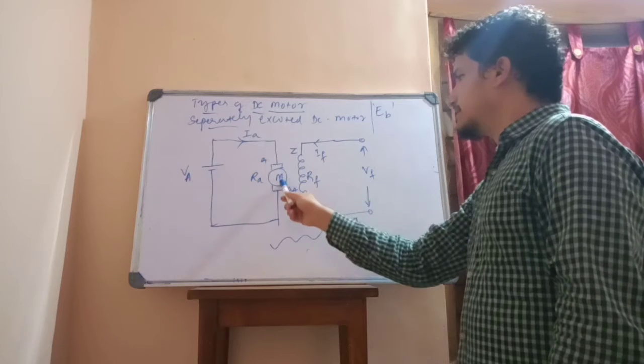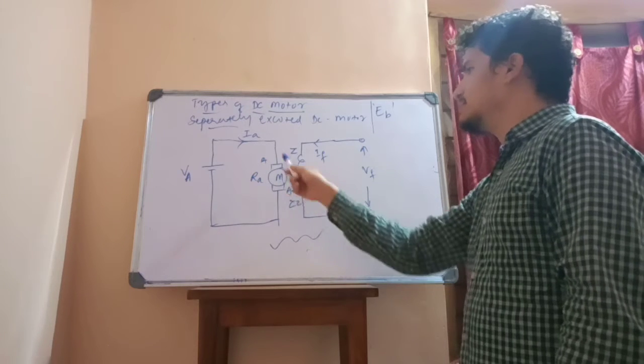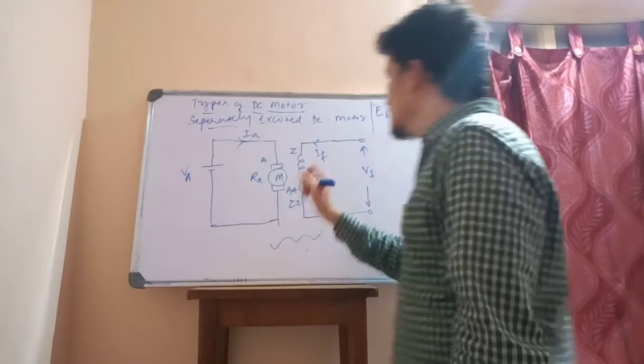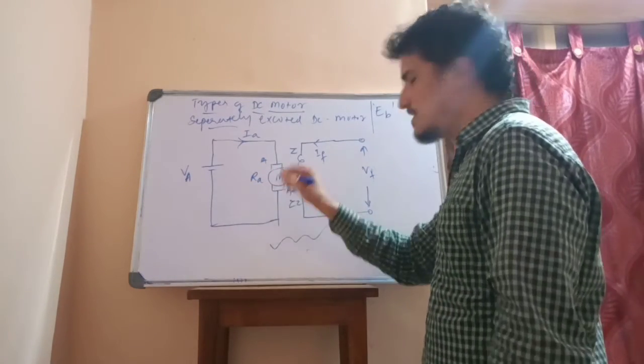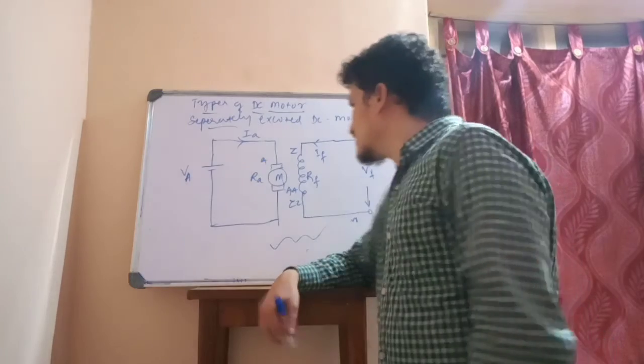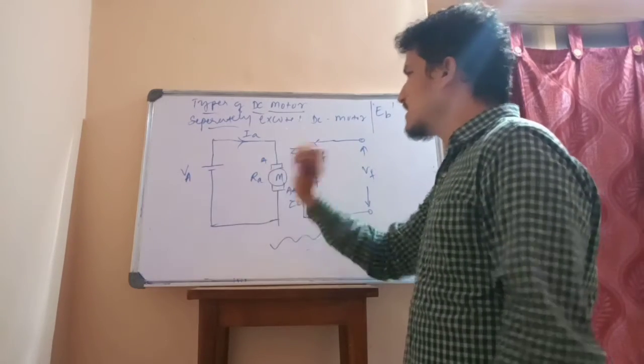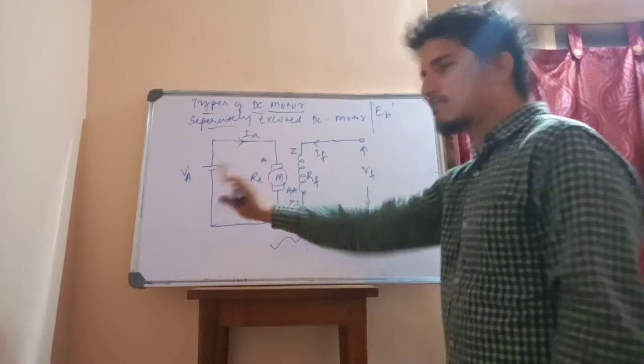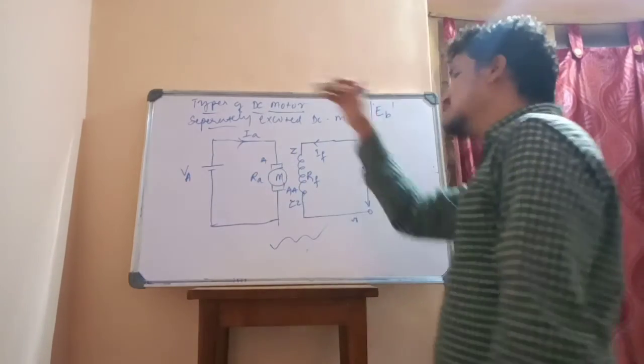When a current carrying conductor is placed in a magnetic field, it experiences a force and starts to rotate. That is called motoring action. In place of M, if I write G, then it is a generator. This is the representation of a motor. RA is the armature resistance. So this is the field circuit and this is the armature circuit.